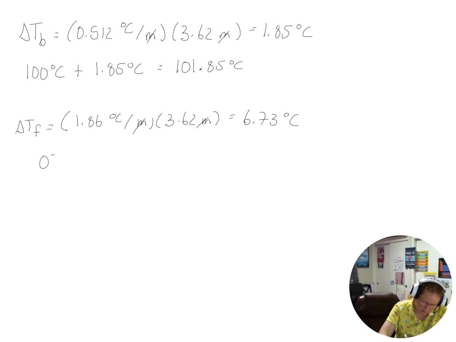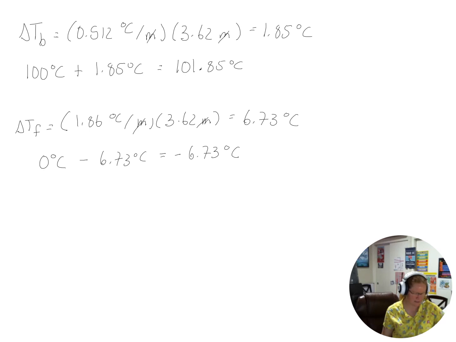The freezing point of water is 0 degrees. So we're going to subtract, because we're going to go down, so we're going to subtract that 6.73 degrees Celsius. So our new freezing point for this particular solution is negative 6.73 degrees Celsius. All right? So that's our different freezing point and our different boiling point when we make this solution.